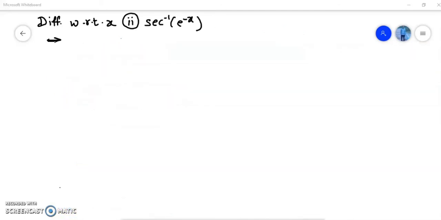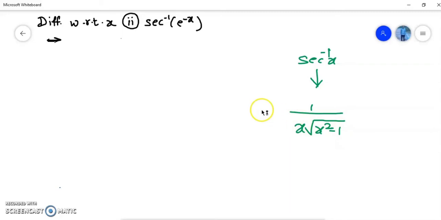Now this is a new example. We have to differentiate sec inverse of e raised to minus x. We have solved an earlier example in tan inverse of something. Now it is in sec inverse of something. So we need to know the derivative of sec inverse of x. What is the derivative of sec inverse of x? Its derivative you must know. It is 1 upon x root of x square minus 1. In the textbook it is originally cosec inverse of e raised to minus x. I have changed it a bit, but you can do it in the same manner.